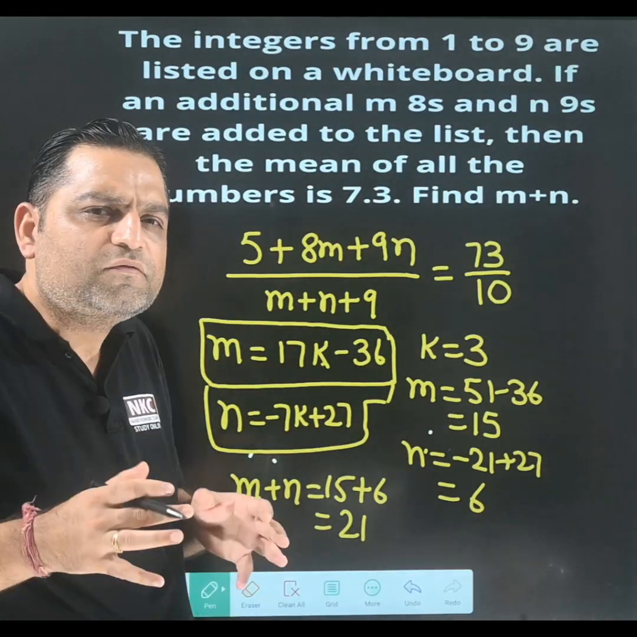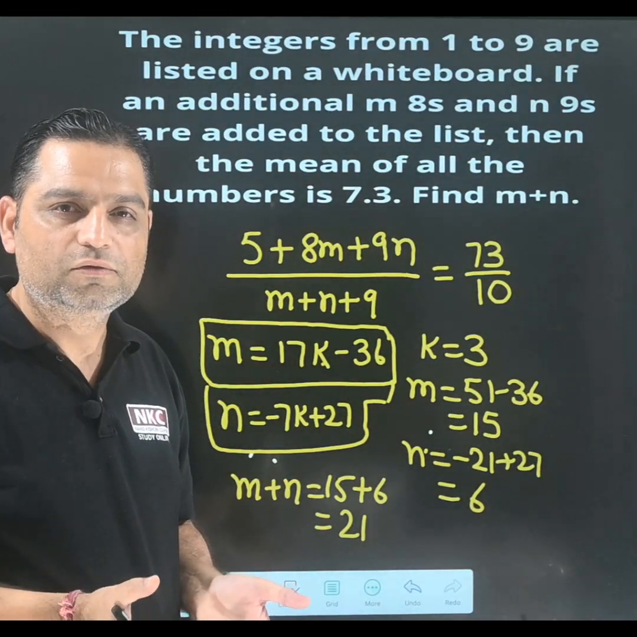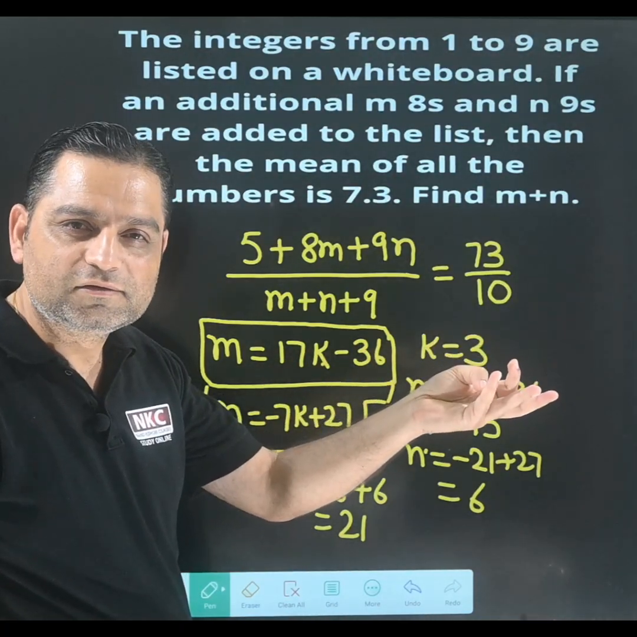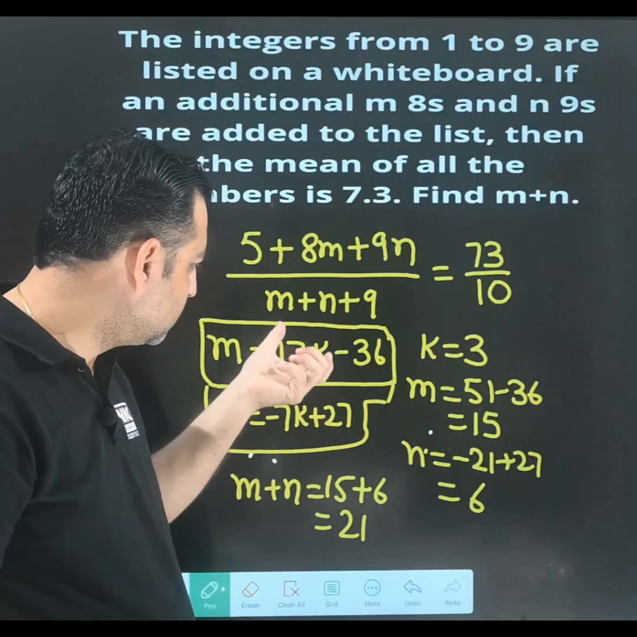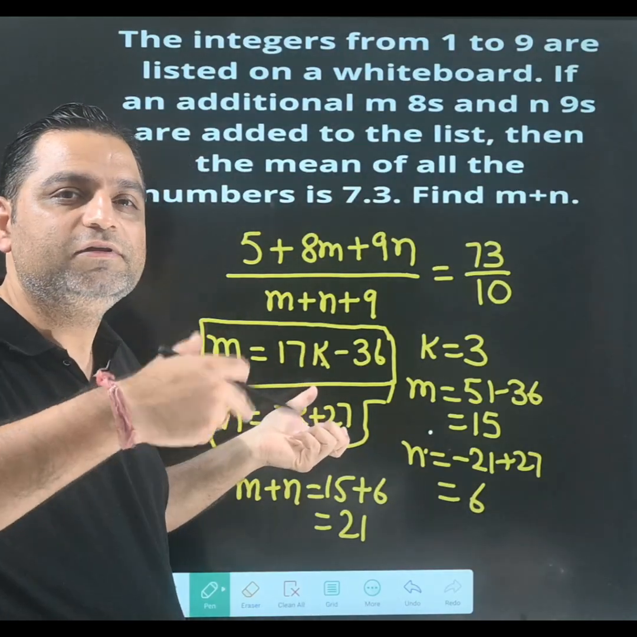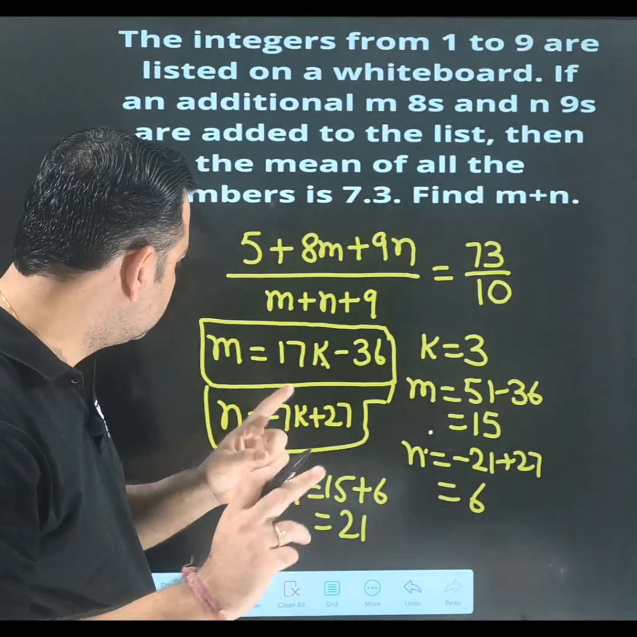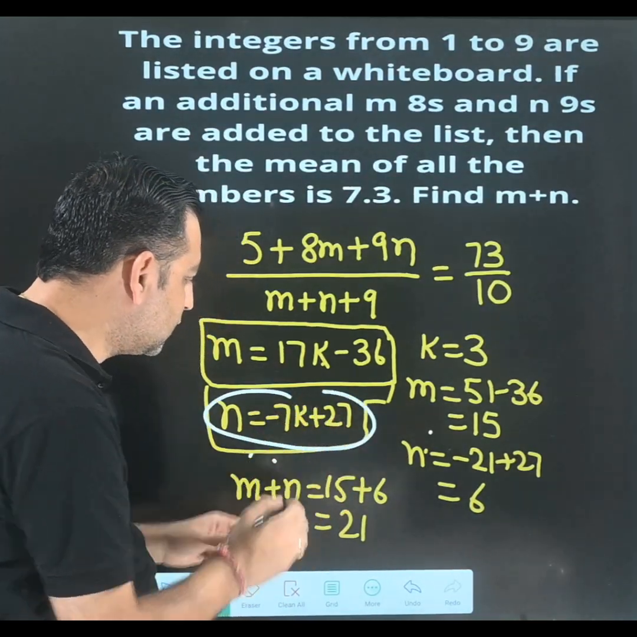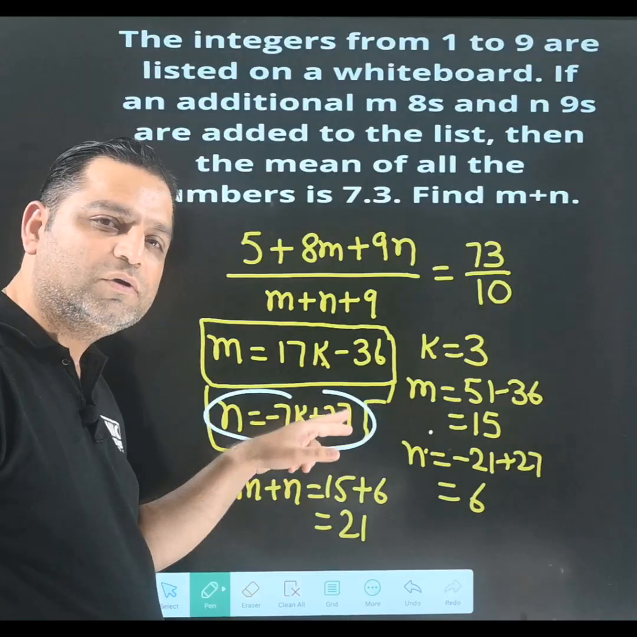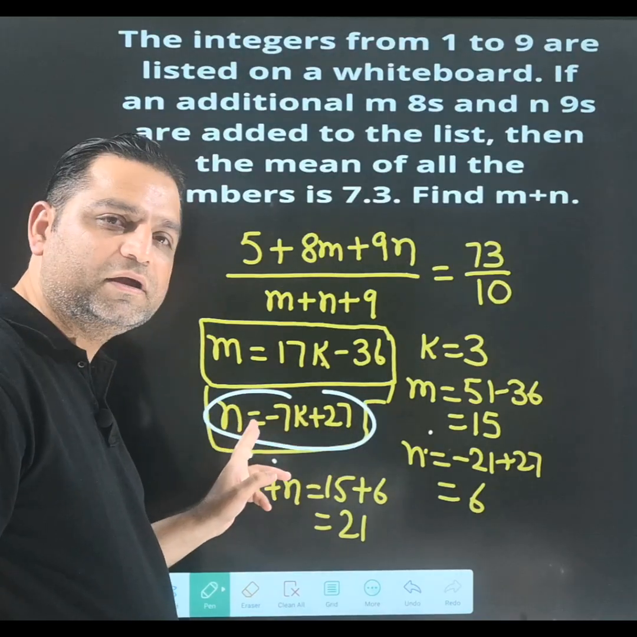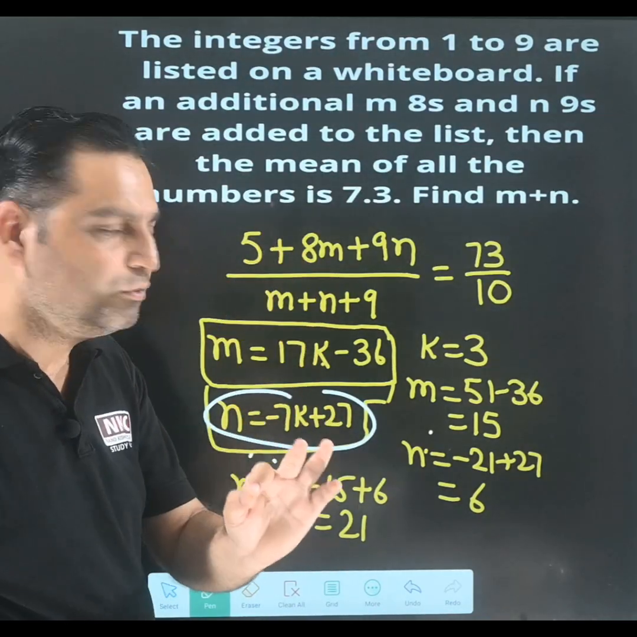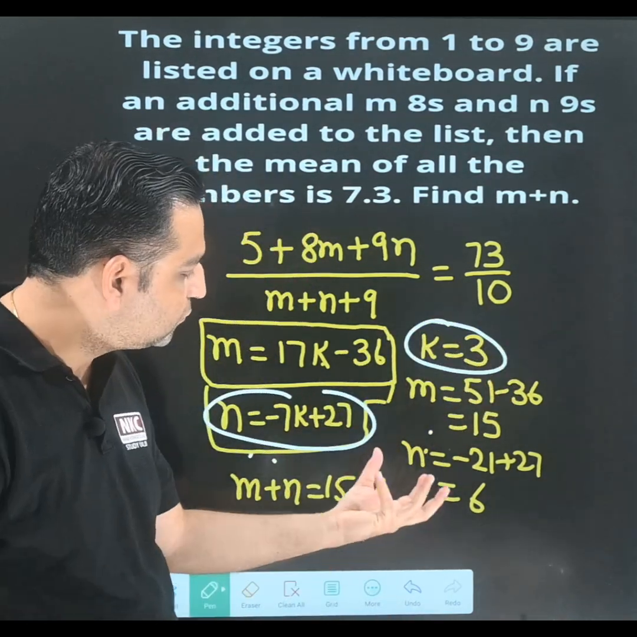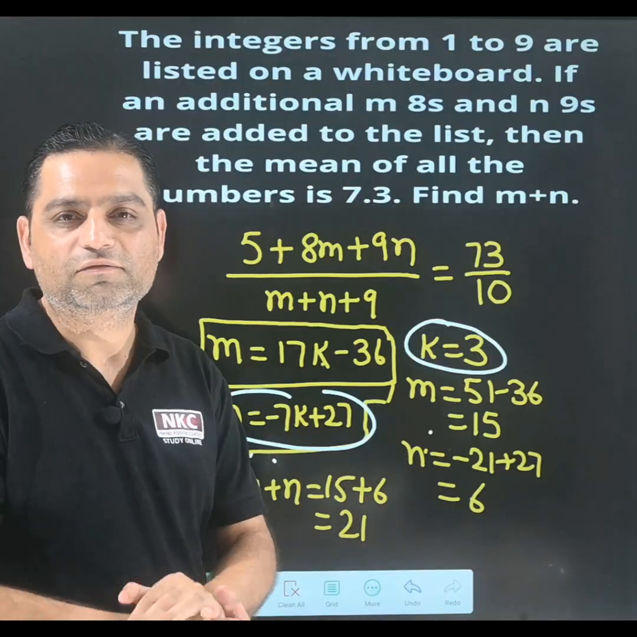You must be thinking, sir, why have you not tried k is equal to 4? First point, I tried 1, I tried 2, I didn't get my answer. But for k is equal to 3, both are being solved. You can try with k is equal to 4 now. If you take k is equal to 4, then your n will become negative. If you take k as 4, it becomes minus 28 plus 27, so n will be negative. So there is only one value of k, which is 3, that can satisfy it. And hence we are getting the answer as 21.